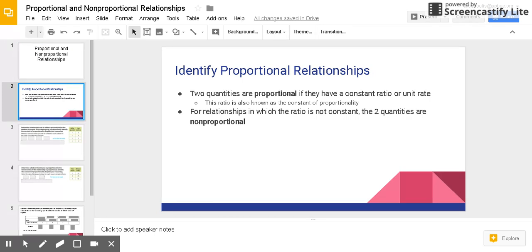First, identifying proportional relationships. Two quantities are considered proportional if they have a constant ratio or a unit rate. This ratio is also known as the constant of proportionality. So constant proportionality, constant ratio, and unit rate all mean the same thing. For relationships in which the ratio is not constant, the two quantities are said to be non-proportional.